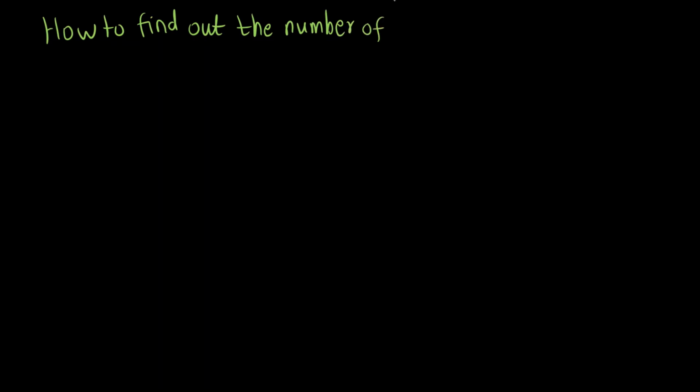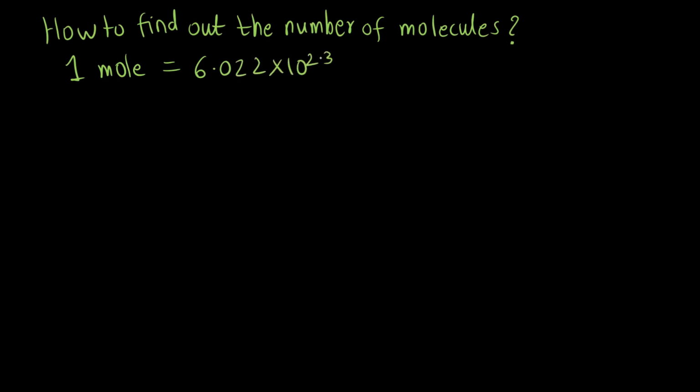Now, after understanding the number of moles, let us try to understand how to find out the number of molecules. In the last video we had seen that 1 mole of any substance is equal to Avogadro number, 6.022 into 10 raised to 23. So 1 mole will be these many number of molecules.